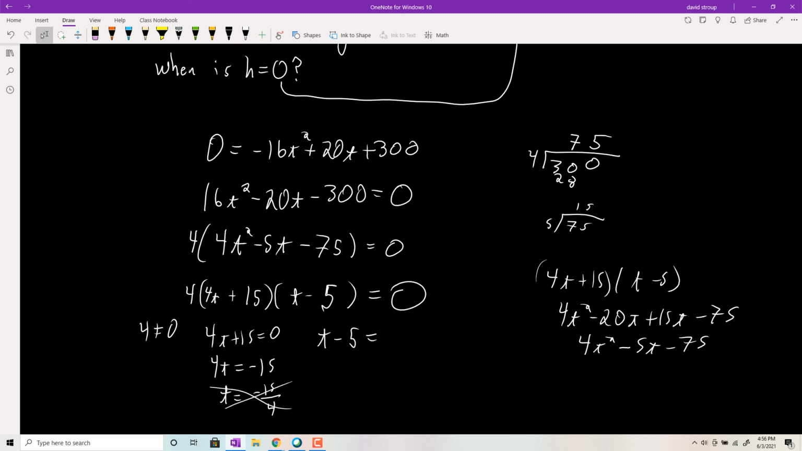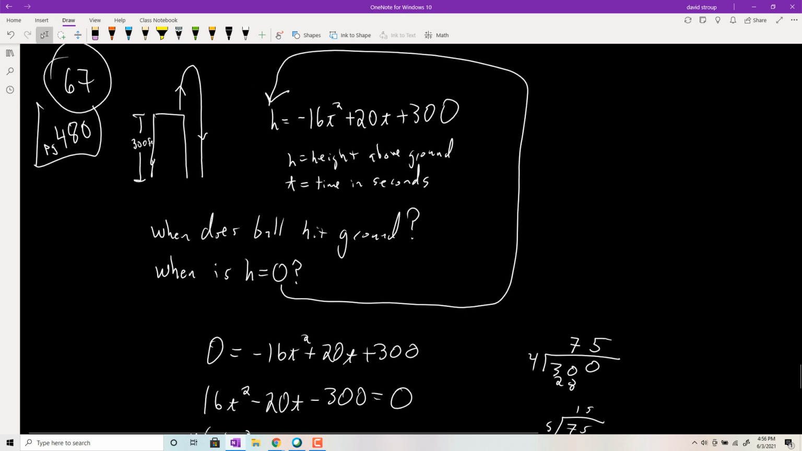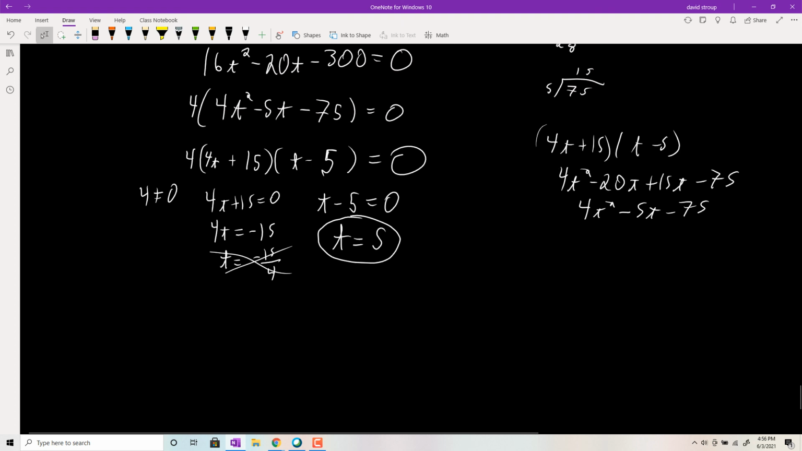Then go for t minus 5 equals 0. Add 5 to both sides. t is 5, and I believe that will be our solution. So then you ask yourself, have I answered the question? You go back to the question: when does the ball hit the ground? t equals 5. That's great. You want to write it out so another human can interpret your result.